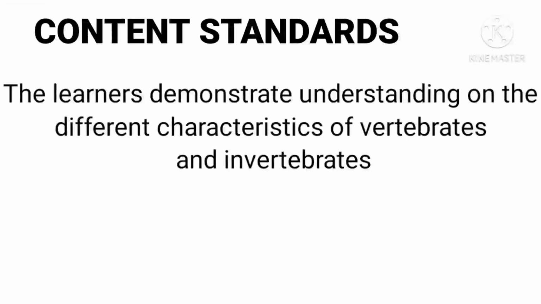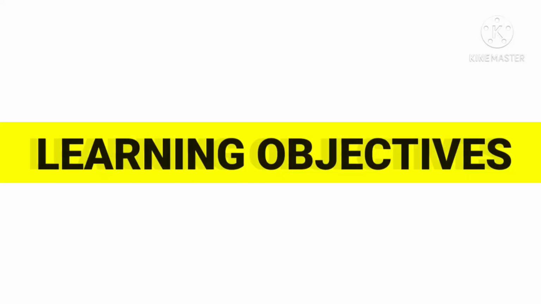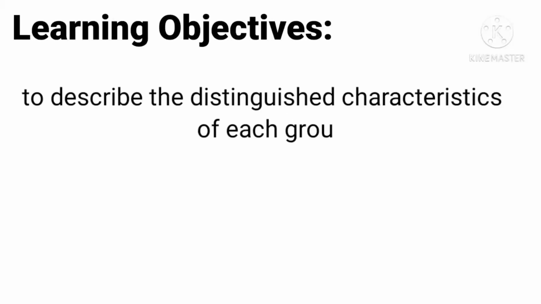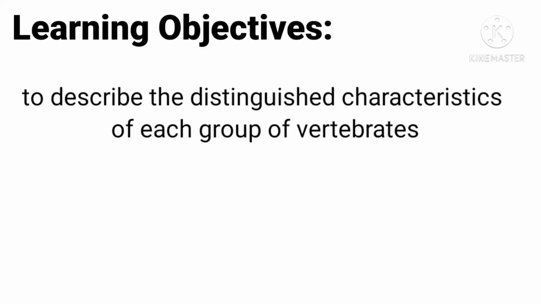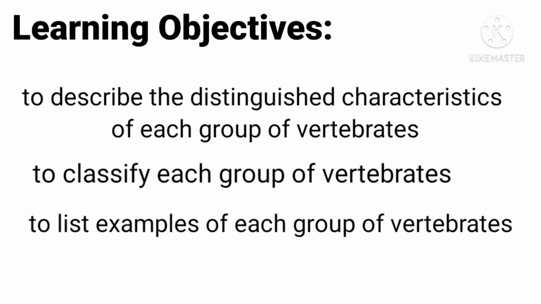In this lesson, students are expected to observe the following content standards and performance standards. By the end of our discussion, you are expected to learn the following learning objectives: to describe the distinguished characteristics of each group of vertebrates, to classify each group of vertebrates, and to list examples of each group of vertebrates.